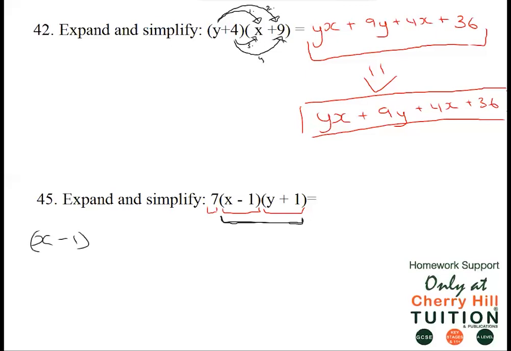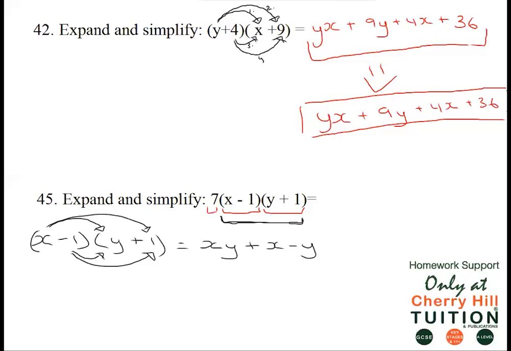We have x minus 1 multiplied by y plus 1. So again, looking at the same method as we did for the previous question, we do x multiplied by y, which is xy, x multiplied by 1, which is plus x, and then we have minus 1 multiplied by y, which is minus y, and minus 1 multiplied by 1, which is minus 1. So again, no like terms, so we can't simplify this any further.